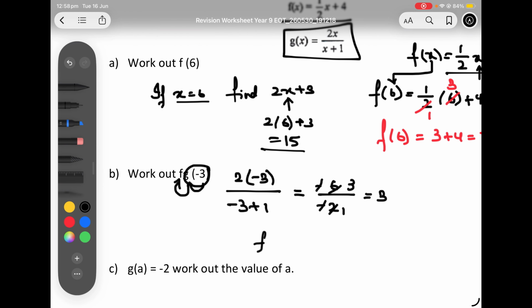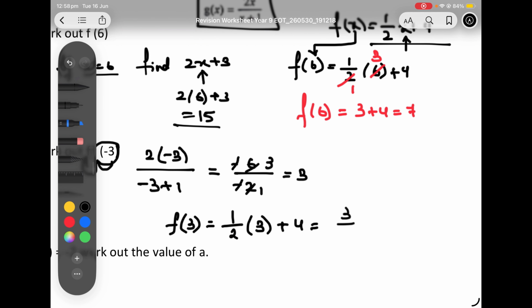Now this answer is supposed to be substituted in the f function. So f of x, f of 3, becomes 1 over 2 times x, where x is nothing but 3 now, plus 4. That becomes 3 over 2 plus 4, and you know how to simplify it in the calculator now. So the final answer is turning out to be 5.5.